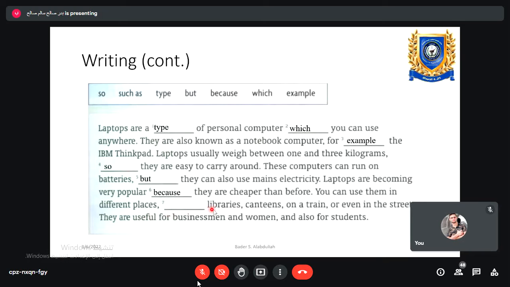Blank, such as libraries, canteens, on a train, or even in the street. So the last one is such as. Such as libraries, canteens, on a train, or even in the street. So, and this is another method or another way for giving or adding examples to sentences.